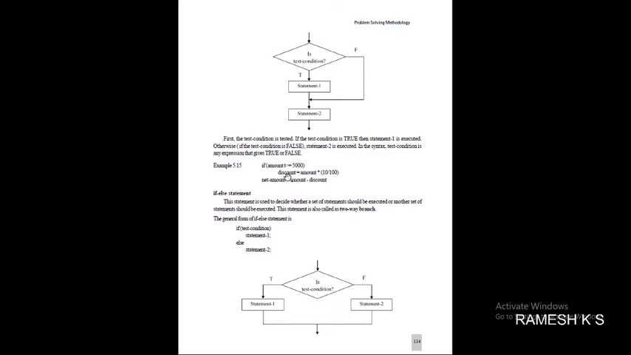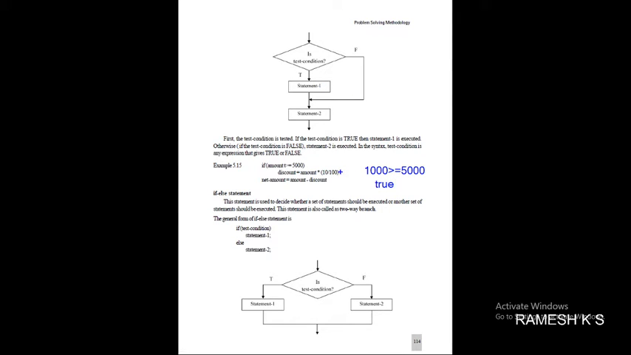Let us consider one example: amount. Suppose the amount is 10,000. Is 10,000 greater than or equal to 5,000? It is true, right? So what happens if it is true? If it is true, statement 1 will be executed.